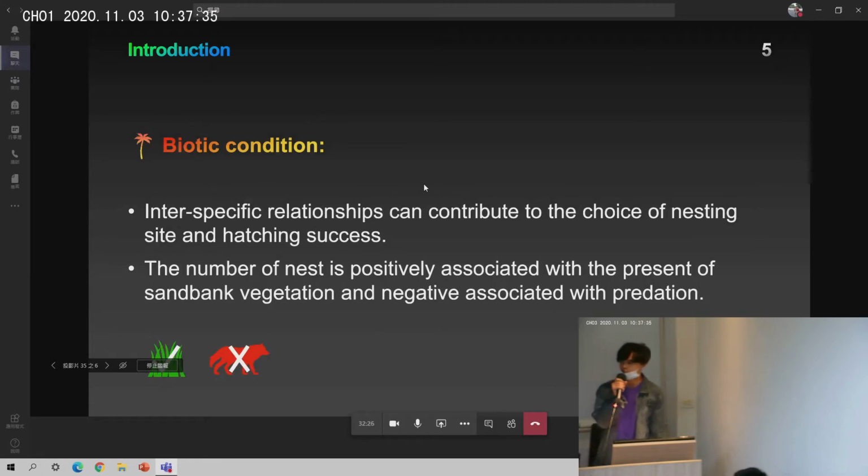In biotic condition, interspecies relationships can contribute to the choice of nesting site and hatching success. The number of nesting positivity is associated with the percentage of sentient vegetation and negatively associated with predation.